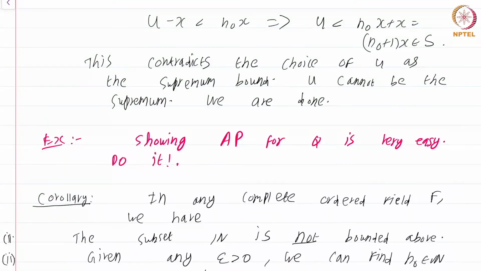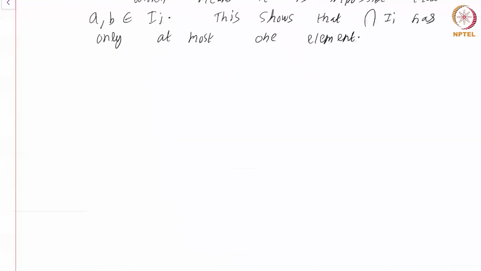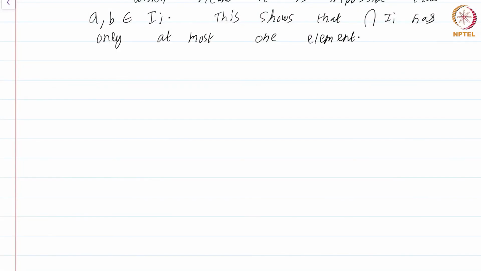Now, since you need both, the question arises: are there ordered fields that satisfy the Archimedean property but not the nested intervals property, and vice versa? Now, we will not supply examples here. In the notes, I have referred to a paper in which this is discussed at great length.